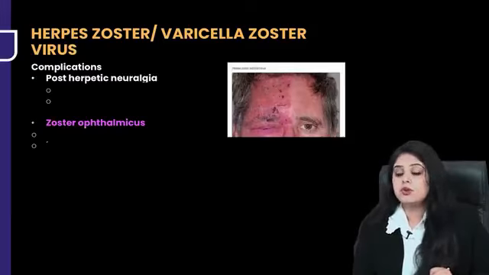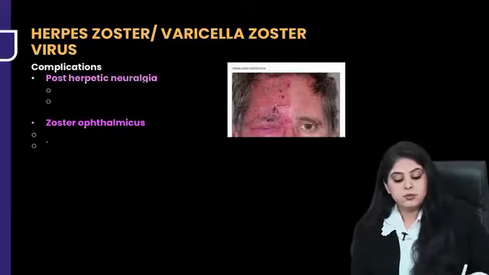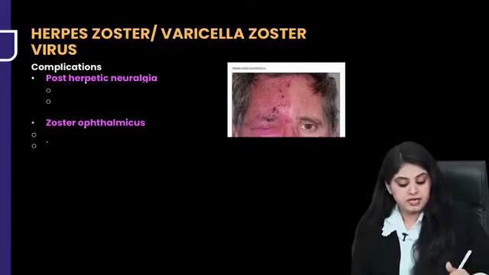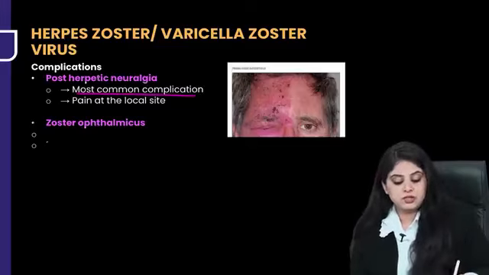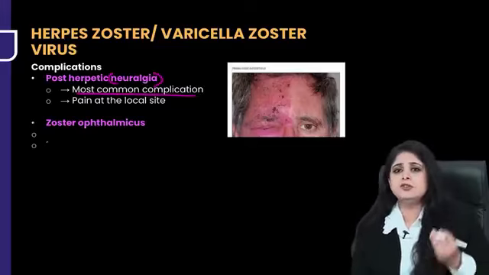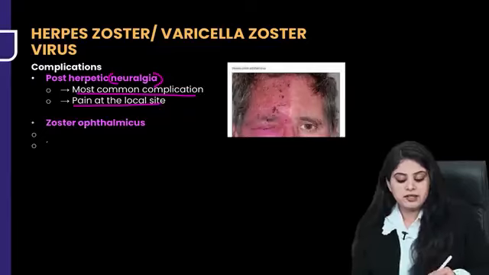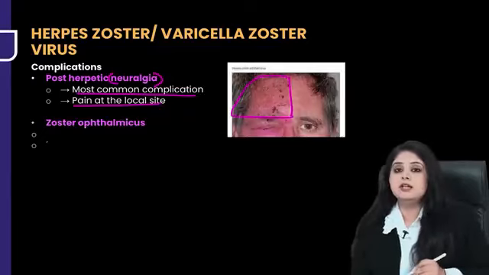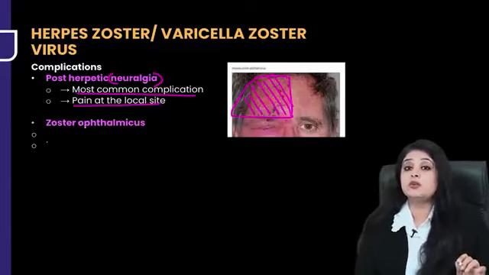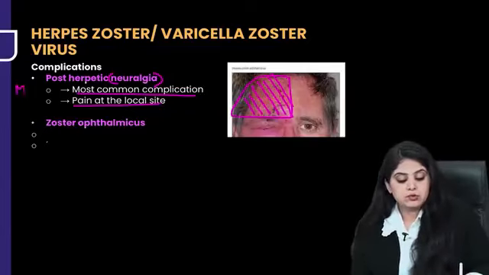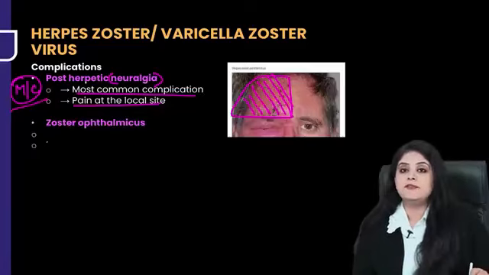But what is the most common complication? The most common complication is nerve pain. Post-herpetic neuralgia is the most common complication. Neuralgia means, everyone knows, nerve pain. So wherever, for example, if over here the rash had occurred, the patient will complain of immense pain in this region. So post-herpetic neuralgia is the most common complication that you have to know.